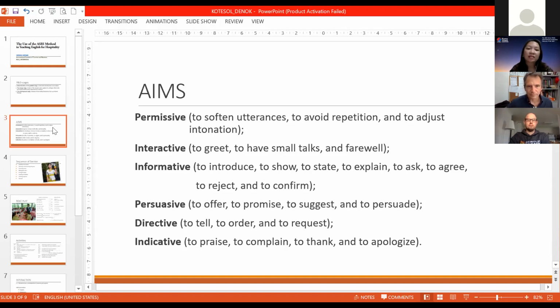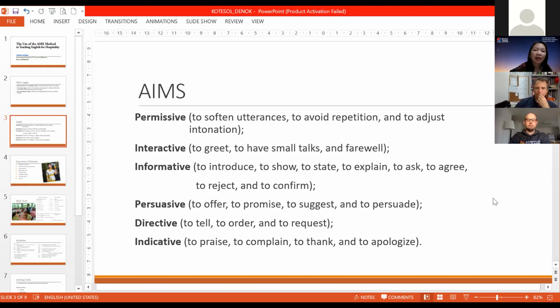The second one is interactive. Interactive refers to greeting and having small talk and also farewell. For the informative, this is like introducing, showing, stating or explaining, and also asking, agreeing, rejecting, and confirming. The persuasive function is to offer, promise, suggest, and persuade. The directive function is to tell, order, and request. And the last one is indicative: to praise, complain, thank, and apologize.